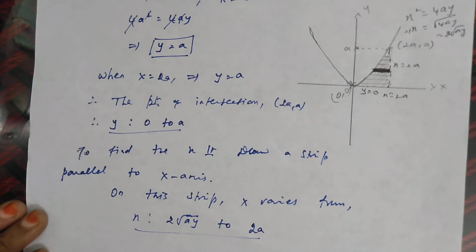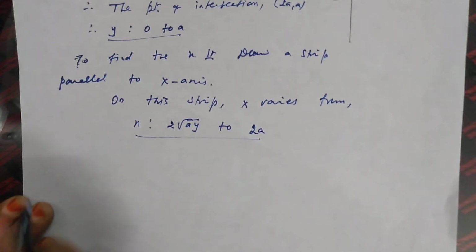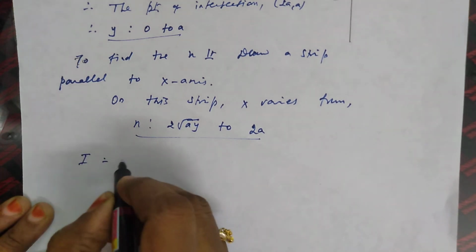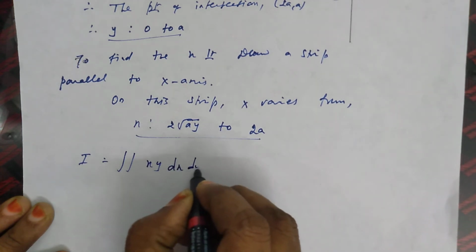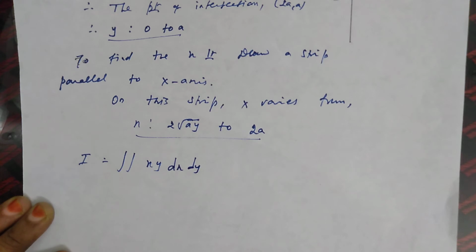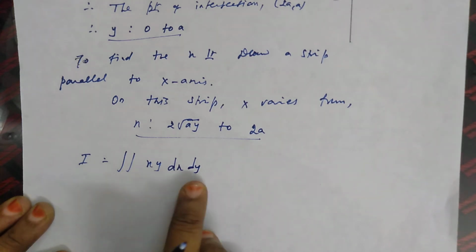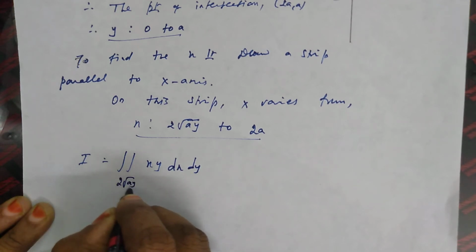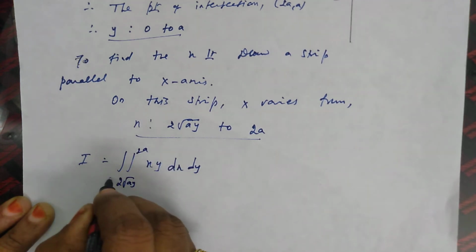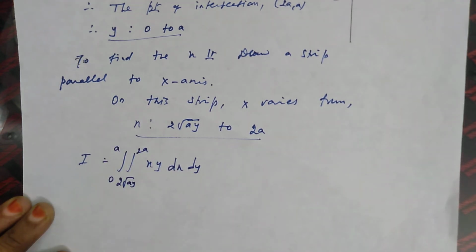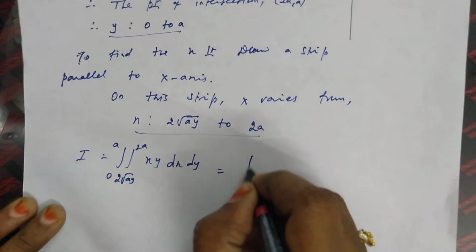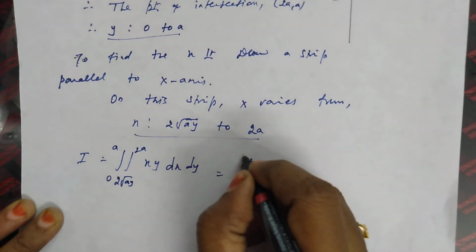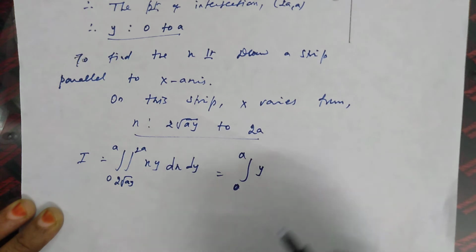So we got the limits for y and x. Now we can go for the integration. Therefore I is equal to the double integral of xy dx dy. This is what is given in the question. The inner integration is with respect to x and the outer integration is with respect to y. So the x limit is 2 root ay to 2a and the y limit is 0 to a. Just integrate this, applying the limits, to get the answer. First integration is with respect to x, so we can treat y as a constant.